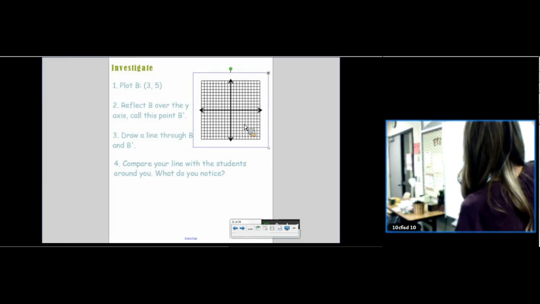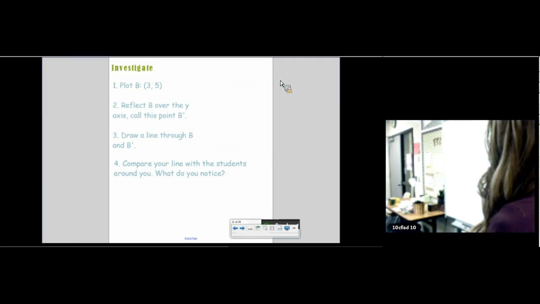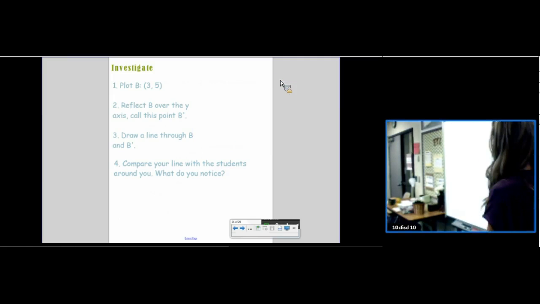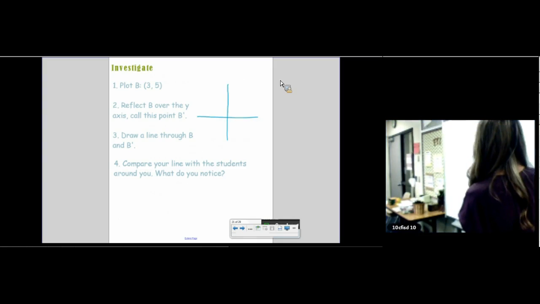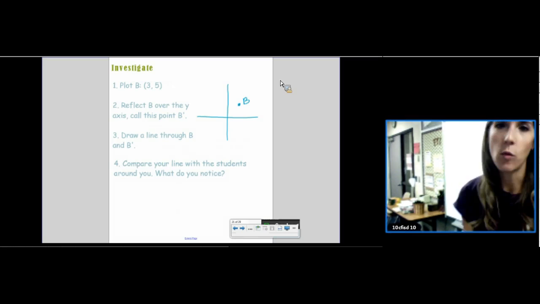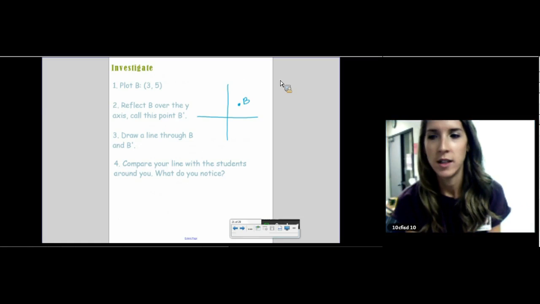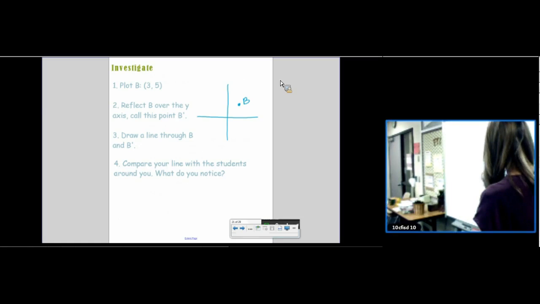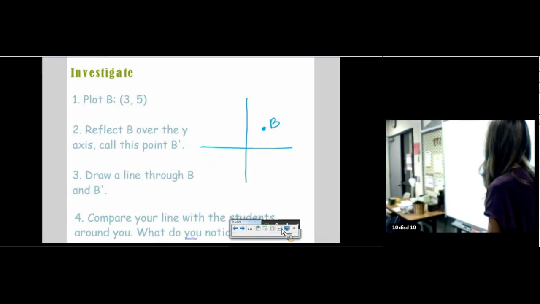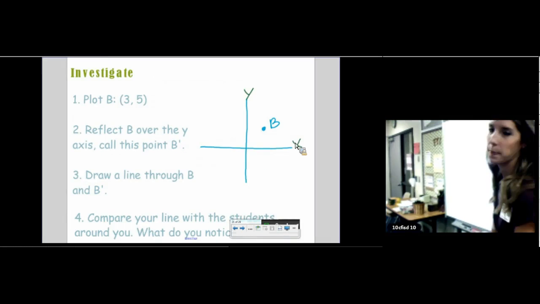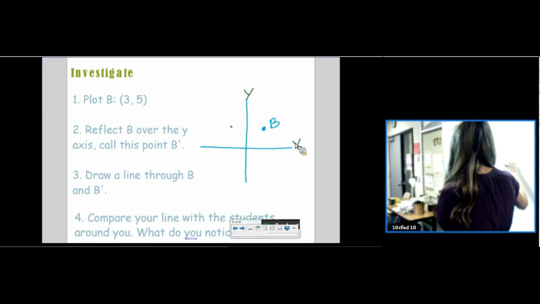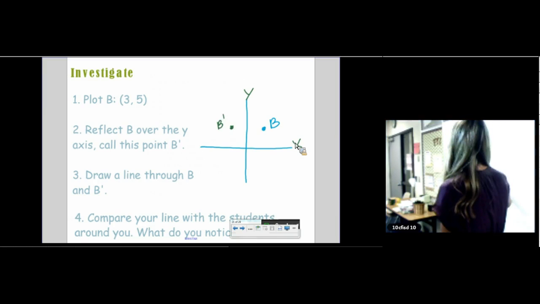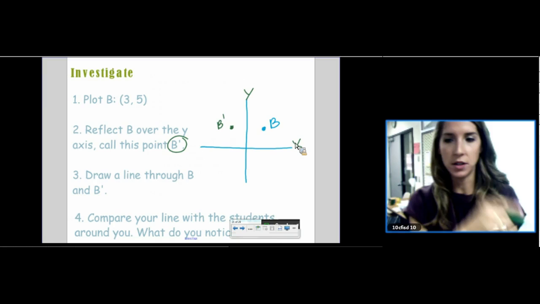All right, I'm going to erase this again because I don't want you to draw a grid or take that time. Now let's draw a different coordinate plane and plot point B. 3, 5-ish. Reflect B over the y-axis. Whoa! Reflect it over the y-axis. Do y'all know how to do that? You know how to do that. And call it B prime. So we're reflecting it over the y-axis and calling it B prime. That's what B prime means. It's B with a little tick mark.